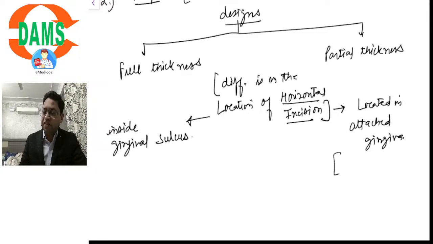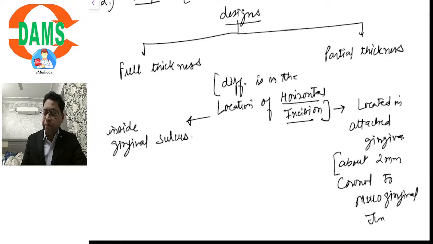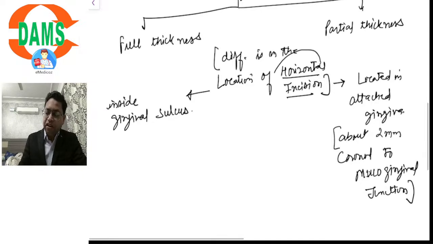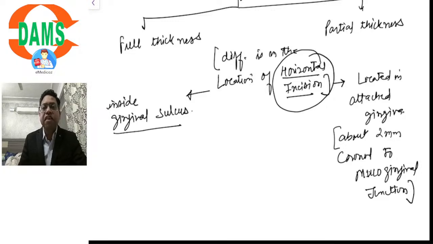Attached gingiva. This is about 2 millimeters coronal to the mucogingival junction. So principally, what is the difference between the two types of flap designs? The location of the horizontal incision. If it is inside the gingival sulcus, we designate it as full thickness. And if it is in the attached gingiva, we call it partial thickness.